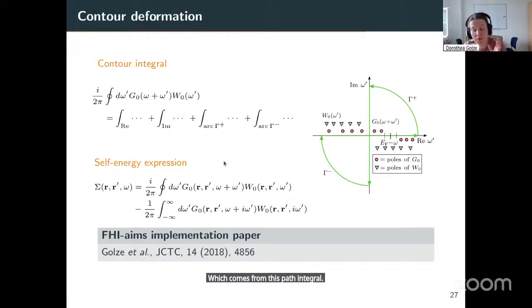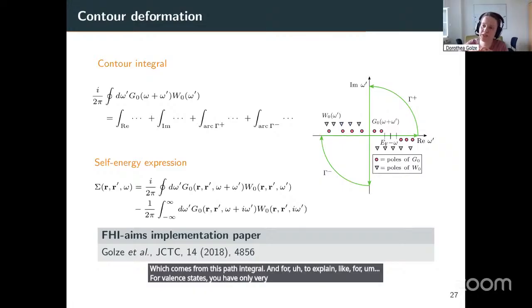And to explain, for valence states, you have only very few residues, right? So you keep basically the W scaling, because you don't sum over all occupied states, but only 1, 2, or 3 contributions.